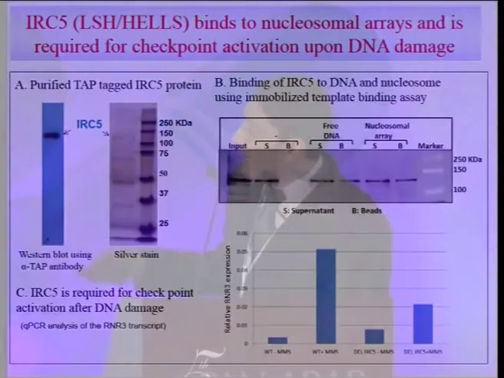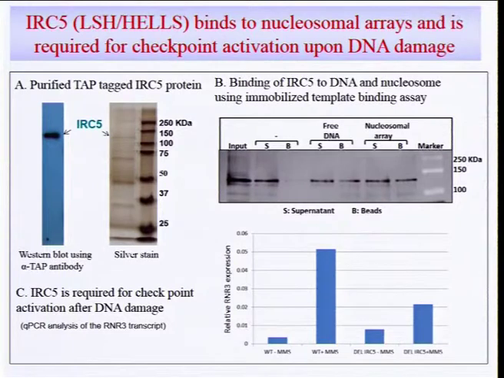We've also shown that IRC5 is required for the activation of checkpoint genes after DNA damage. One of those is RNR genes. So RNR genes are activated in response to MMS, a DNA damaging agent, and the deletion seems to be affecting this expression. So IRC5 seems to be required for the full activation of RNR genes upon damage.